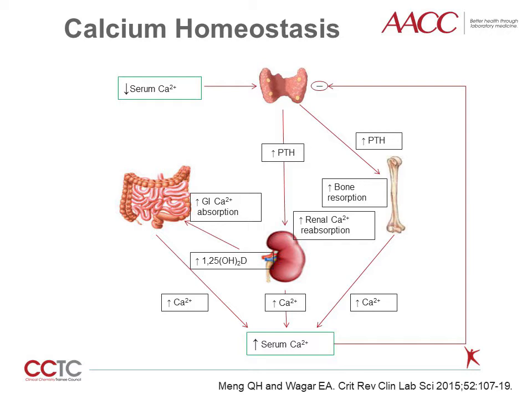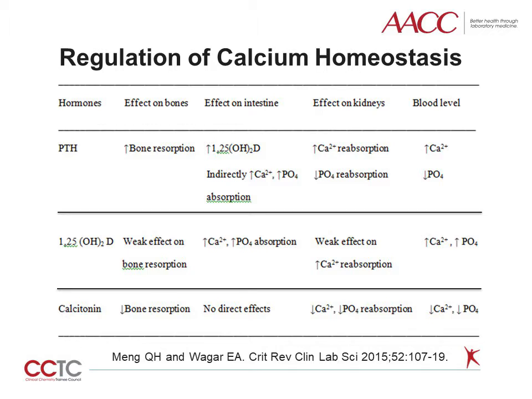Calcium homeostasis is mainly regulated by these 3 hormones through 3 organs, which are bone, kidneys, and intestine. Circulating calcium is excreted by glomerular filtration and reabsorbed in the proximal tubules. This table summarizes the function of the 3 hormones on the calcium homeostasis.